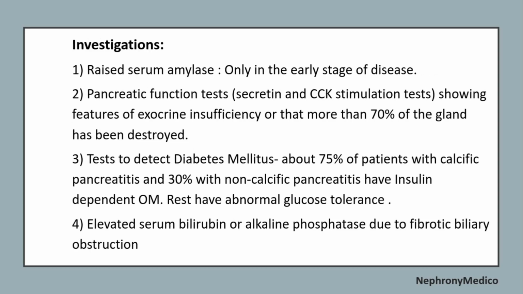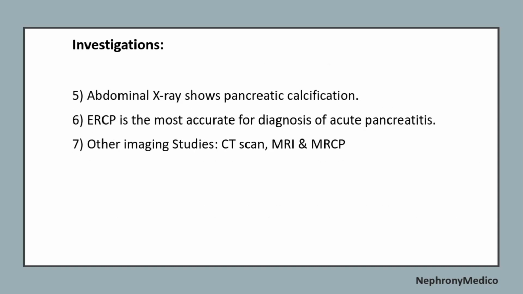Now, investigations. Raised serum amylase may be seen in the early stage of the disease. Pancreatic function tests like the secretin and CCK stimulation test, and tests to detect diabetes mellitus, can be done. Elevated serum bilirubin or alkaline phosphatase due to fibrotic biliary obstruction can be seen. Abdominal X-ray may be done to show pancreatic calcification, and ERCP is the most accurate for diagnosis of chronic pancreatitis. Other imaging studies like CT scan, MRI, and MRCP can be done.